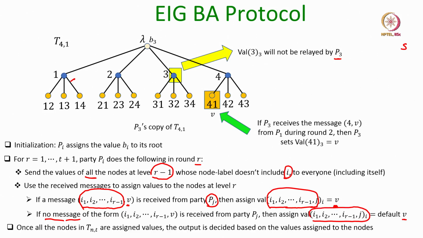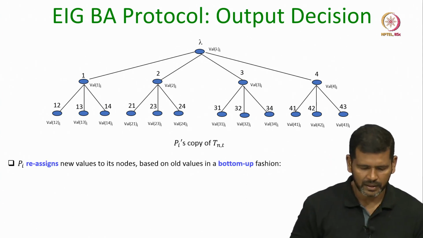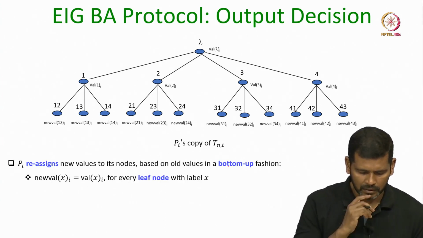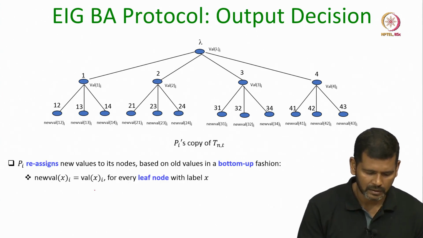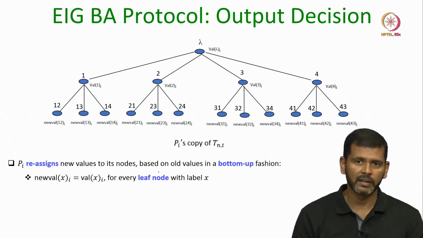Once all the values in Pi's EIG tree are assigned, it stops interacting with other parties and recomputes the values of all the nodes in its local copy of the EIG tree. Whatever value it recomputes for its root node, it takes to be the output of the BA protocol. The reassignment process is done in a bottom up fashion. The leaf nodes are not assigned any new value; they remain the same as earlier.